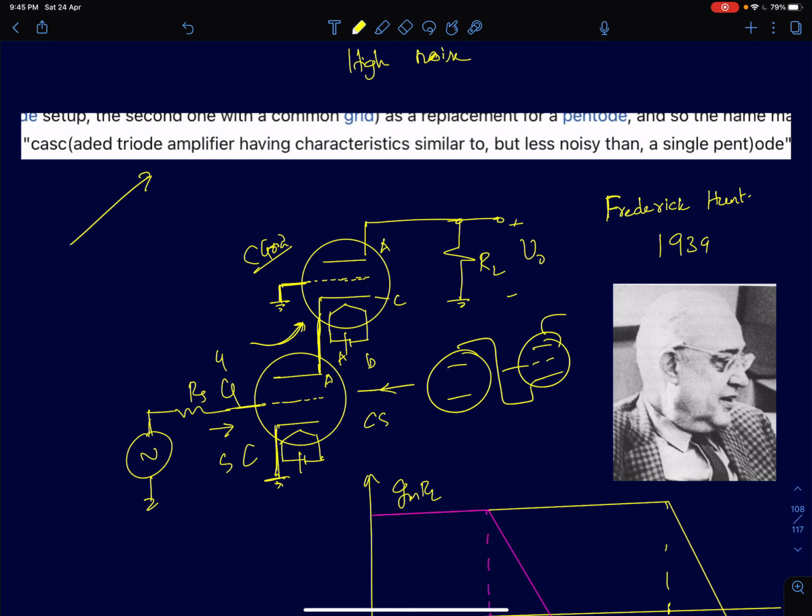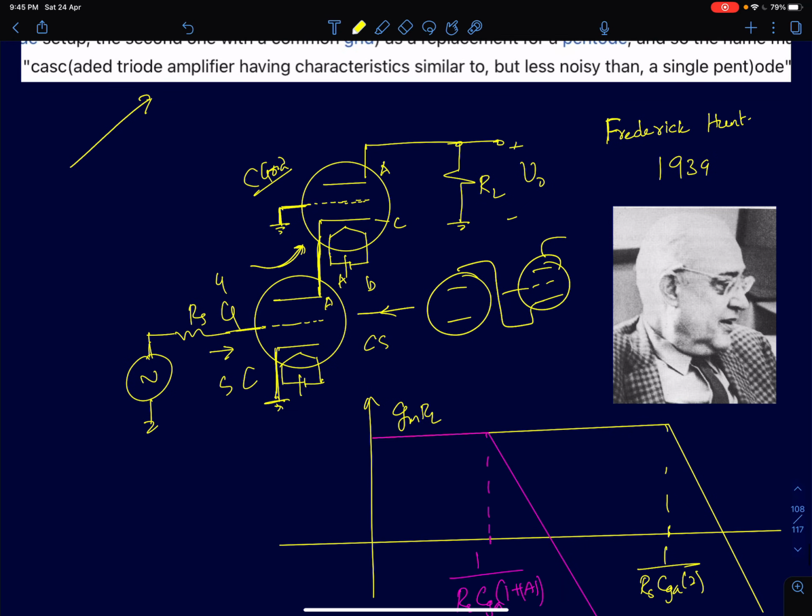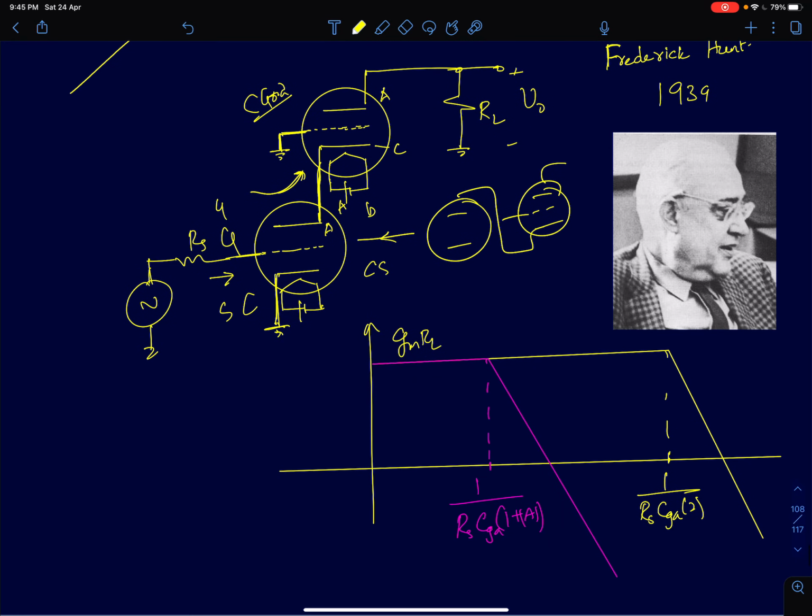It gives you all the benefits of a single pentode, which is extended bandwidth, no secondary electron emission, but it also comes with lower noise. Pentodes we just discussed were high in noise, but this was lower in noise as well. That's the advantage, and that's where cascode amplifiers saw their genesis.